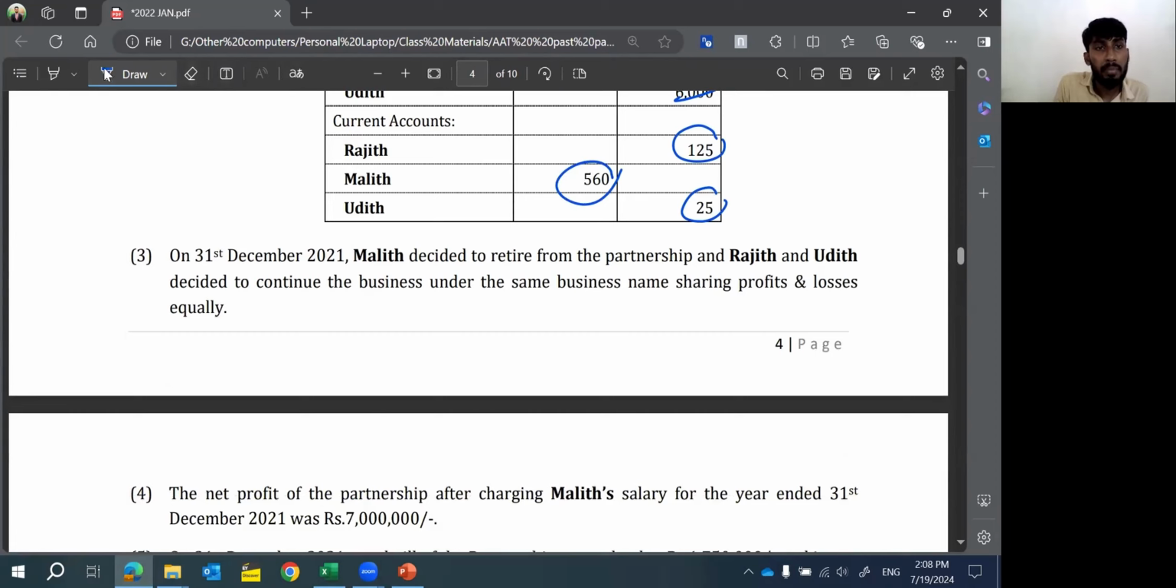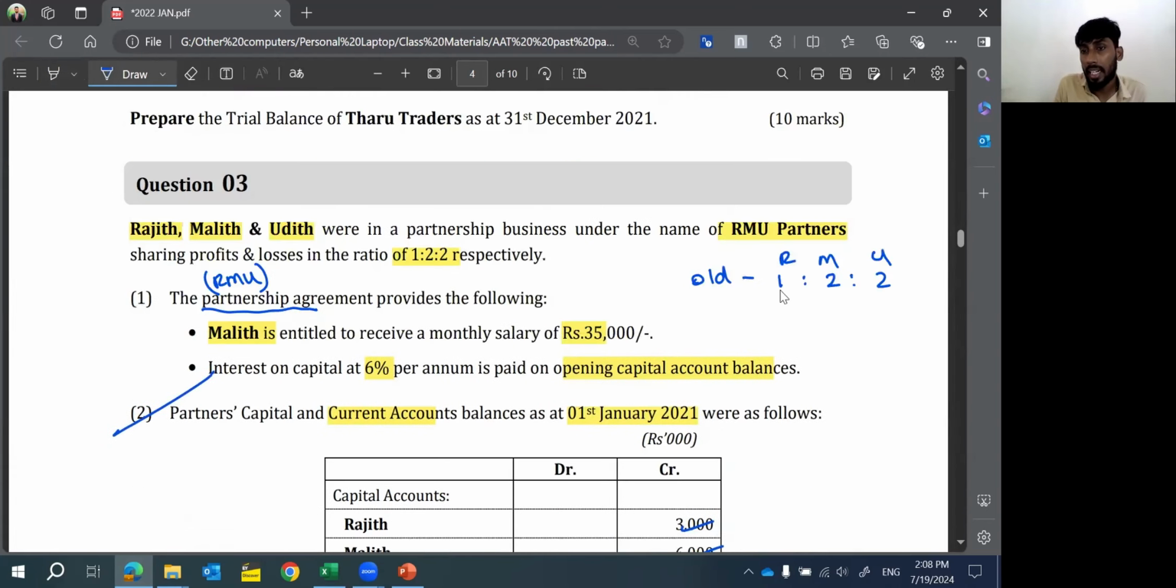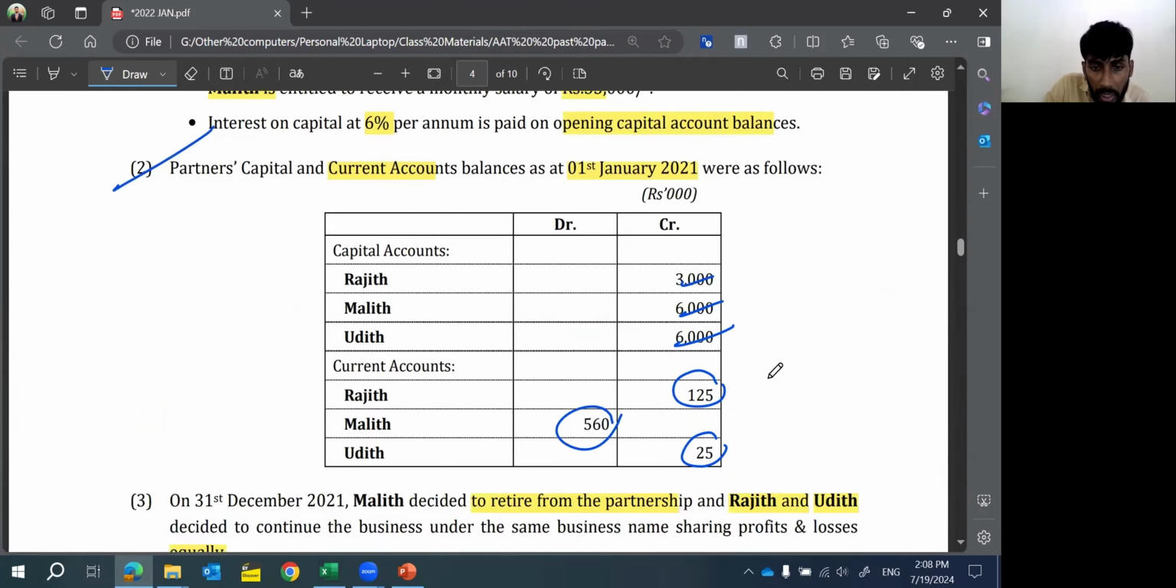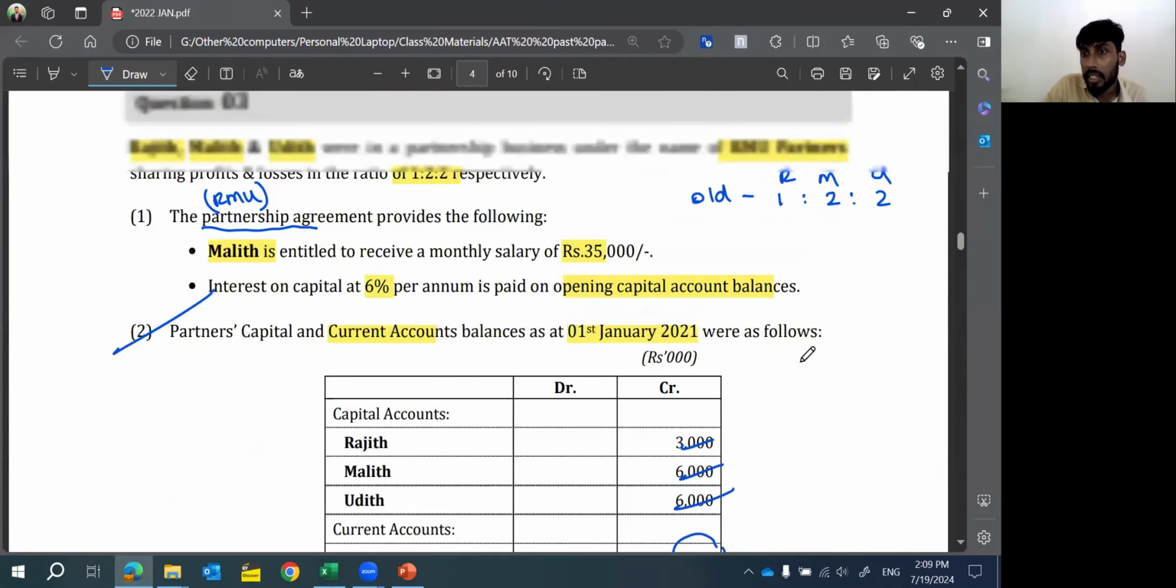On 31st December 2021, Malit decided to retire from the partnership and Rajit and Udit decided to continue the business under the same business name, sharing profit or loss equally. So the new profit sharing ratio: who is going to leave now? Malik. So the retiring partner is in the middle. The new ratio is Rajit and Udit equally.